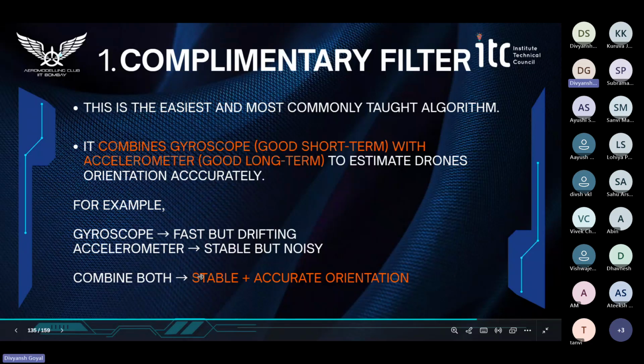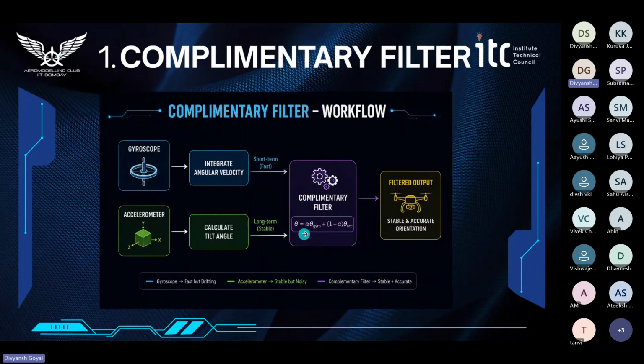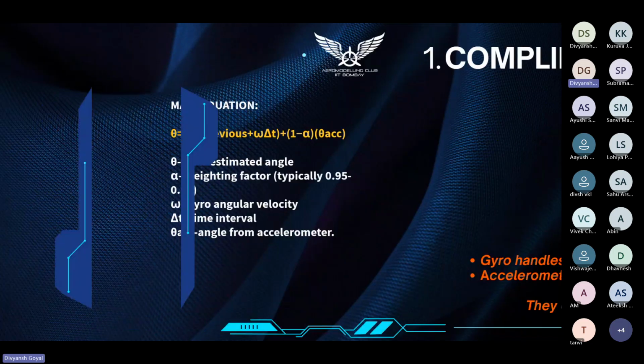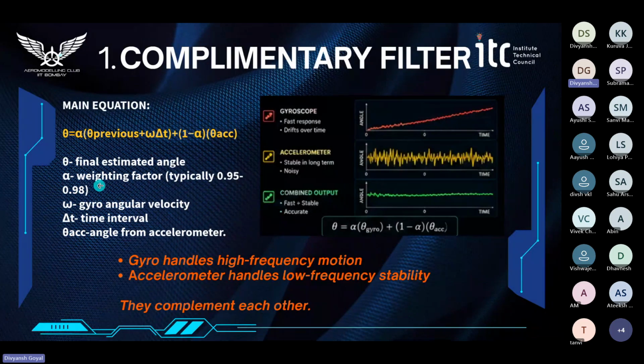There's an equation: theta equals alpha times theta gyro plus (1 minus alpha) times theta accelerometer, where theta is the estimated angle. So in a complementary filter, we take some contribution from both the gyroscope and accelerometer, which is shown as a weighting factor. Alpha is called the weighting factor, and its value is typically 0.95 to 0.98.